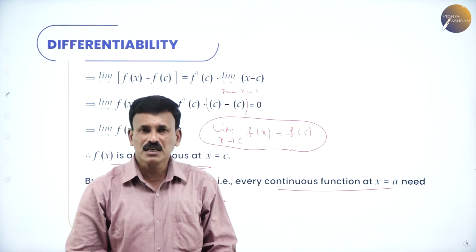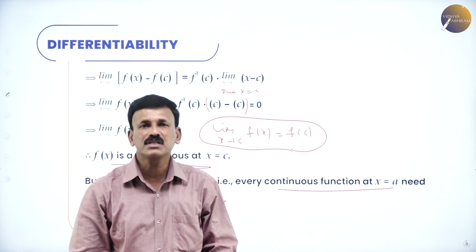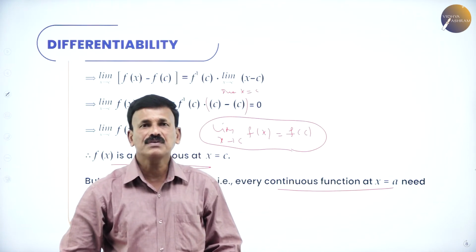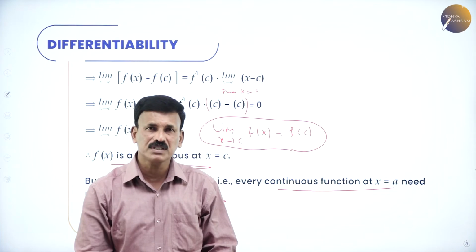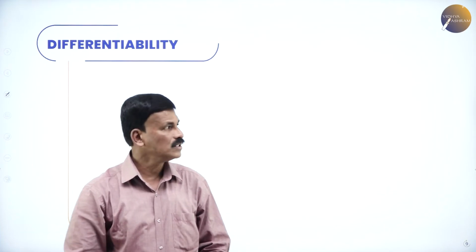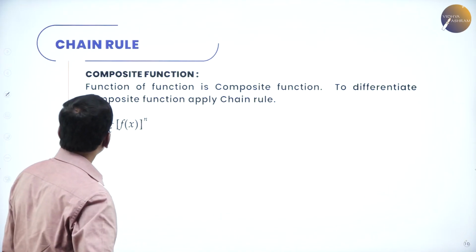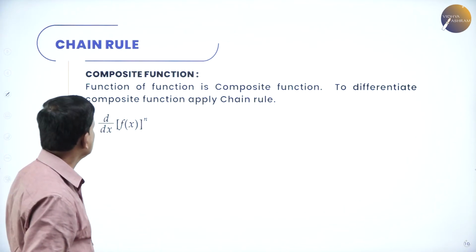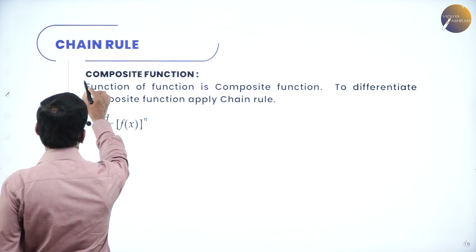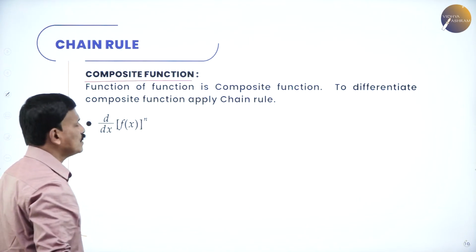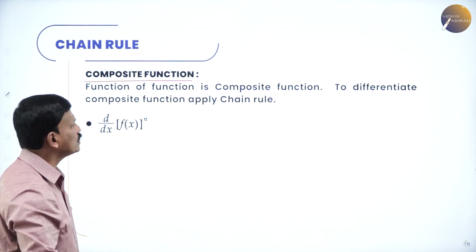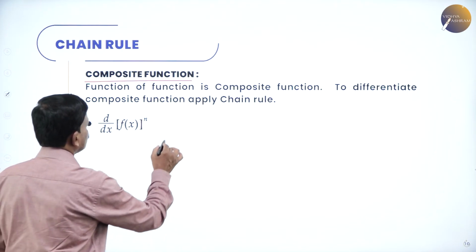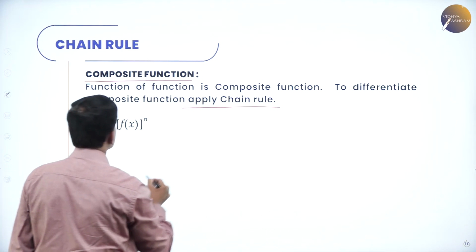Now, let us take the first concept which we are going to study, which is differentiation of a composite function, that is called the chain rule. Now, let us come to the differentiability of a composite function, d by dx of a composite function. Function of a function is a composite function. To differentiate a composite function, we are going to apply the rule that is called the chain rule.